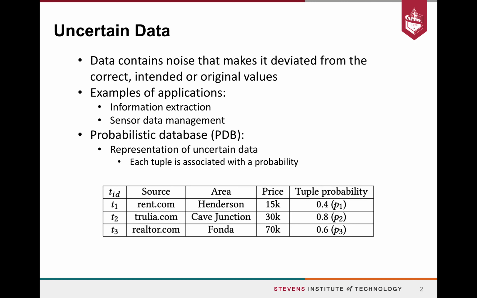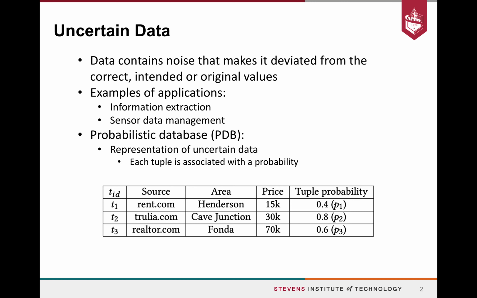Probabilistic database systems have been considered a successful tool for managing uncertain data. Here is an example of a probabilistic database, which stores house renting information collected from the internet. Each tuple corresponds to a property listed online for rent. However, because some rental listings could be a scam, each tuple is associated with a probability denoting the likelihood that it exists.